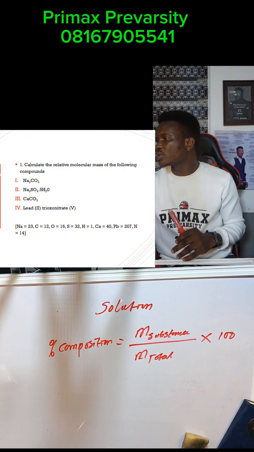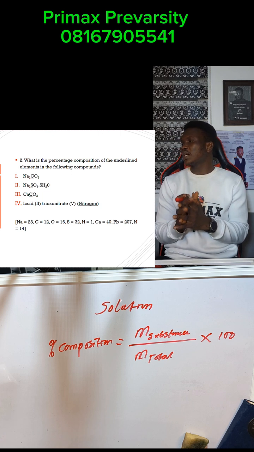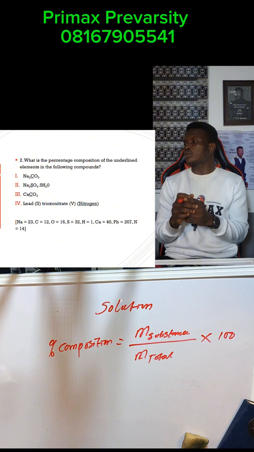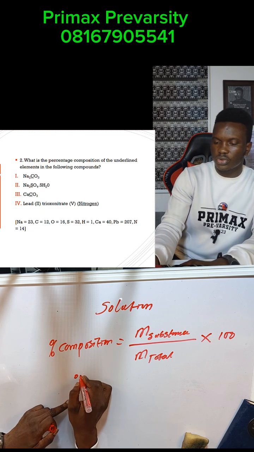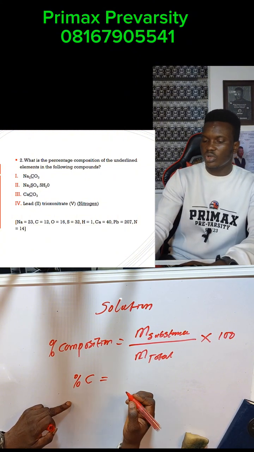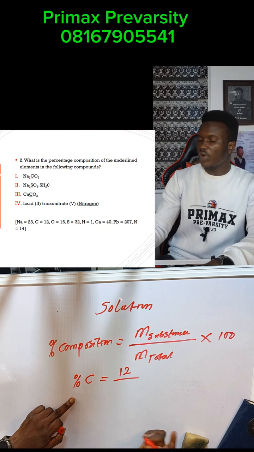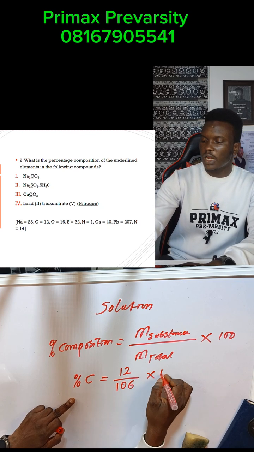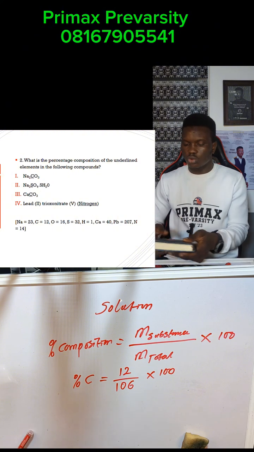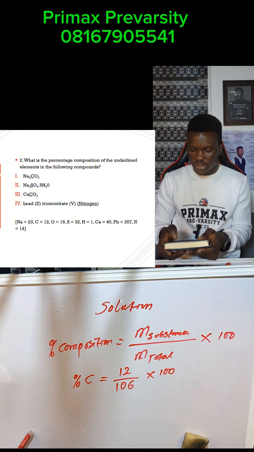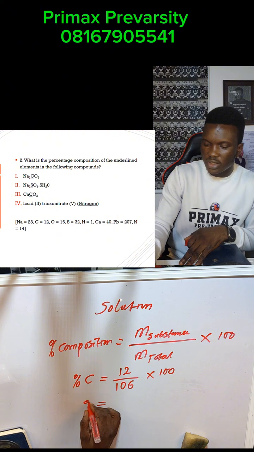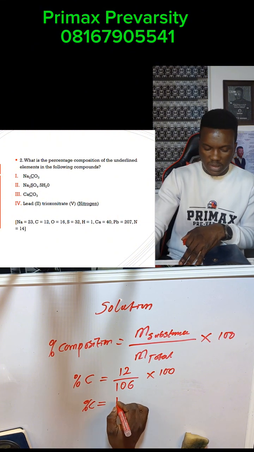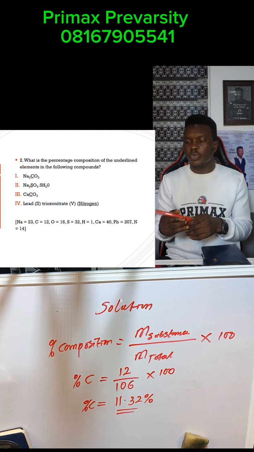For example, let's look at these questions. What is the percentage composition of the underlined element in the following compounds? So we have to calculate the percentage composition of carbon. Remember, we calculated Na2CO3 in the last question, and the total we got was 106. So to calculate the percentage composition of carbon in this compound, carbon was 12, so we have 12 over the total, 106, multiplied by 100. That's 1200 divided by 106, and that gives us 11.32. So the percentage composition of carbon in that compound is 11.32%.